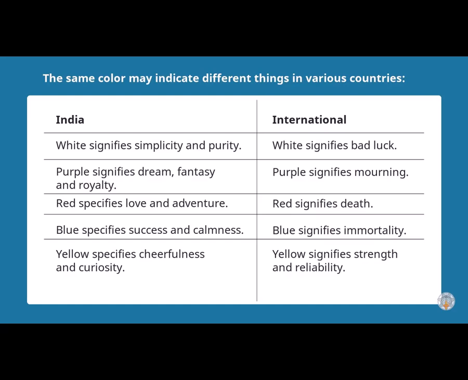In India, red signifies love and adventure. Internationally, red signifies death. In India, blue signifies success and calmness. Internationally, blue signifies immortality. In India, yellow signifies cheerfulness and curiosity. Internationally, yellow signifies strength and reliability.